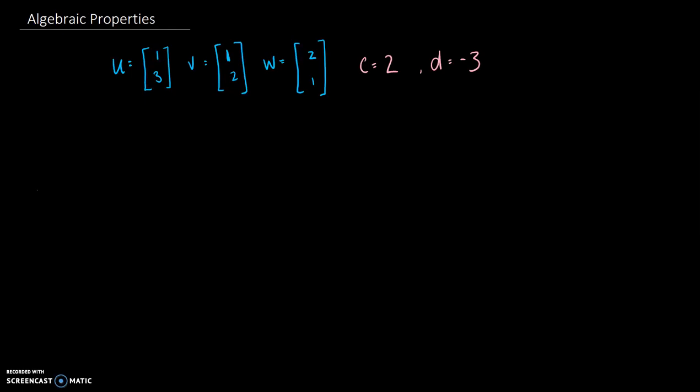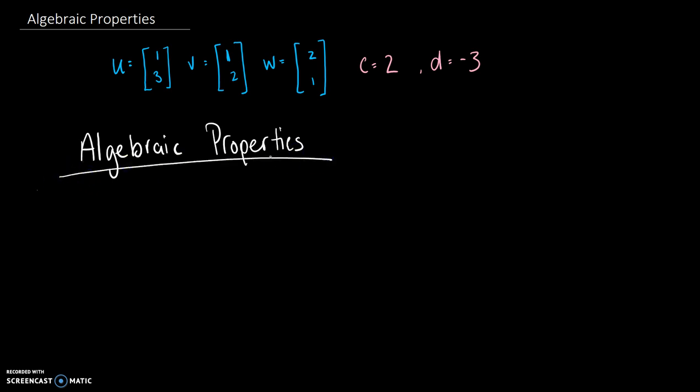Alright, now that we started to build an intuition, develop some understanding about vectors, let's talk about some of their algebraic properties. I'm just going to go down the list of some of their algebraic properties, what they're called, and give you a quick example using the vectors that we have right here, u, v, and w, and using the constants, the scalar multiples d and c. Alright, so let's start at the top.